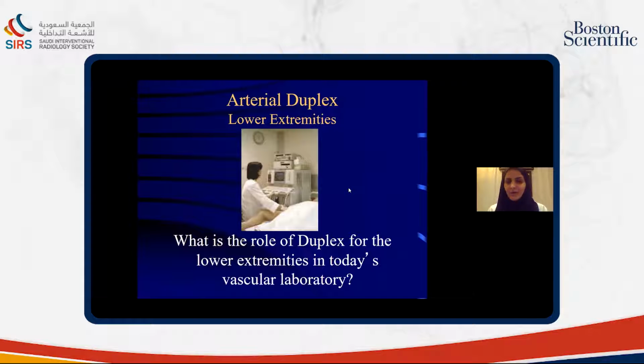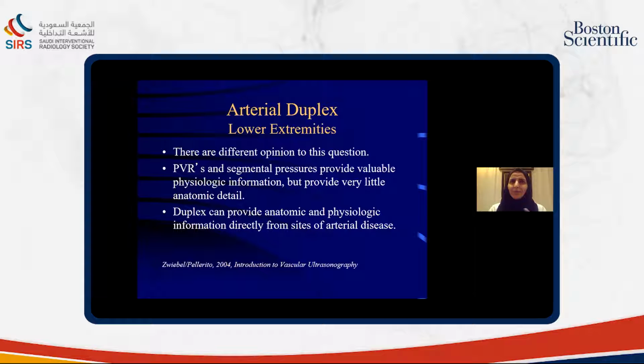Arterial duplex scan of lower extremity. What is the role of duplex for lower extremity? If you want to study the lower extremity, we usually have two ways to study it. We have what we call ABI and segmental pressure, which provide valuable physiologic information but very little anatomical detail. And also we can do a duplex scan for the lower extremity, and this can provide anatomic and physiologic information directly from sites of arterial disease.